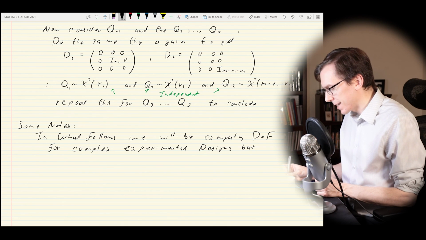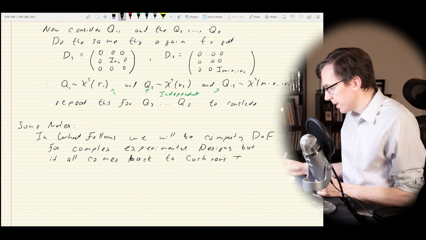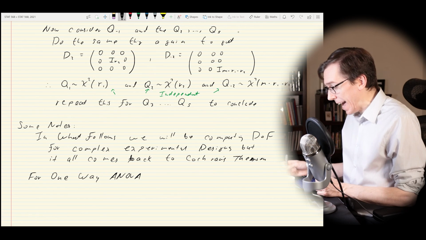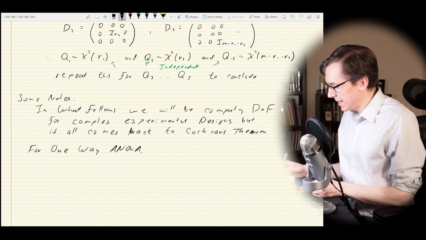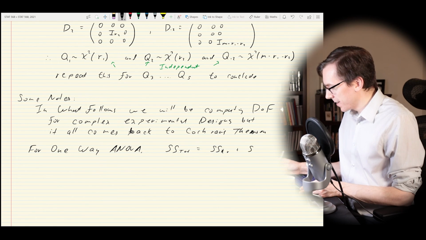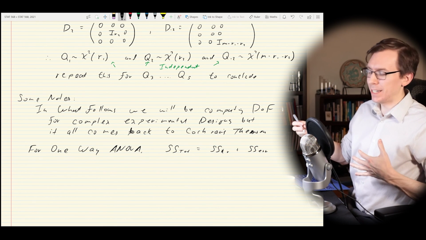But it all comes back to Cochran's theorem. I'll say for one-way ANOVA, what did we say in the previous lecture? We said that the total sum of squares is going to equal the treatment sum of squares plus the error sum of squares. This is that sum of squares decomposition.